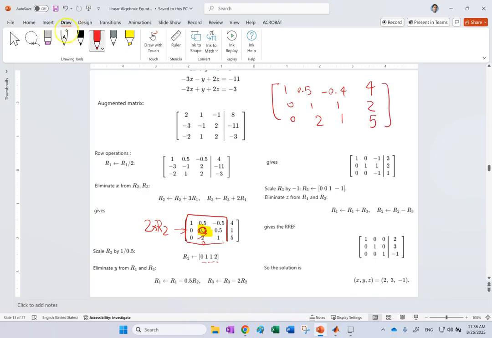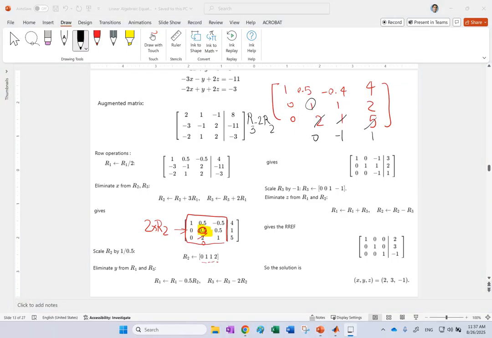Now, as I said, I multiply my row 2 by a negative 2 and add it to row 3. So it's going to be row 3 minus 2 times row 2. If I do that, this guy goes to 0, this guy goes to negative 1, and this guy is going to positive 1 here, correct?